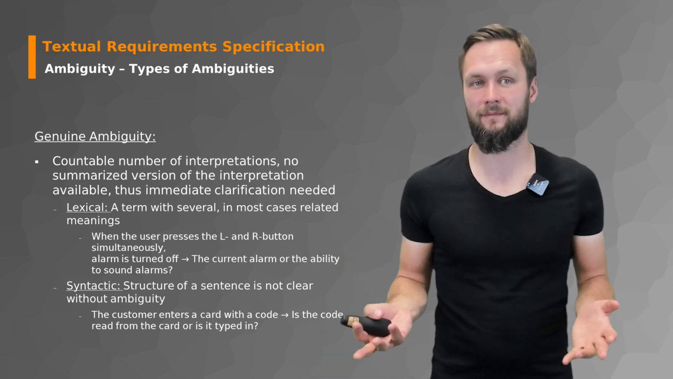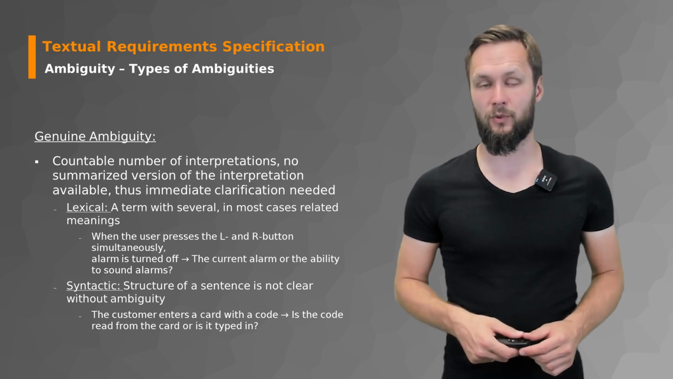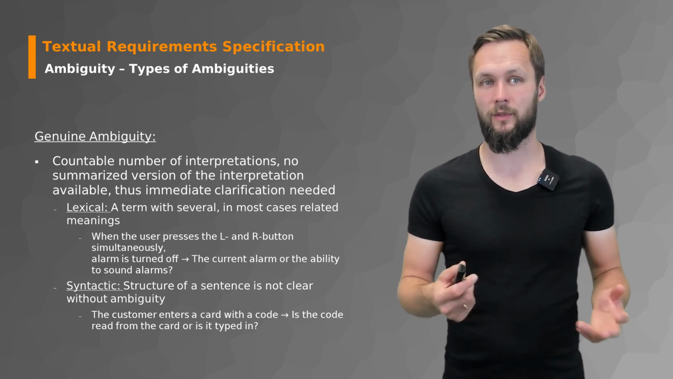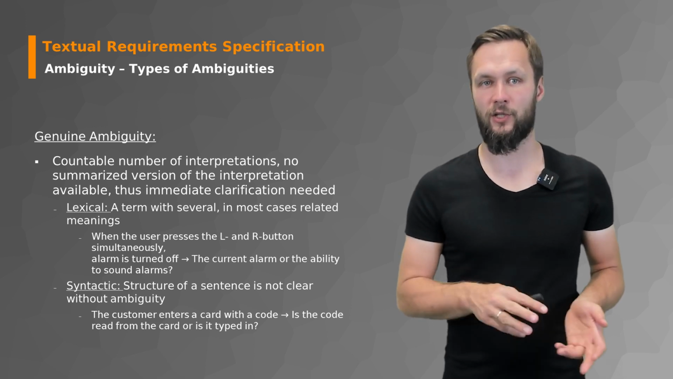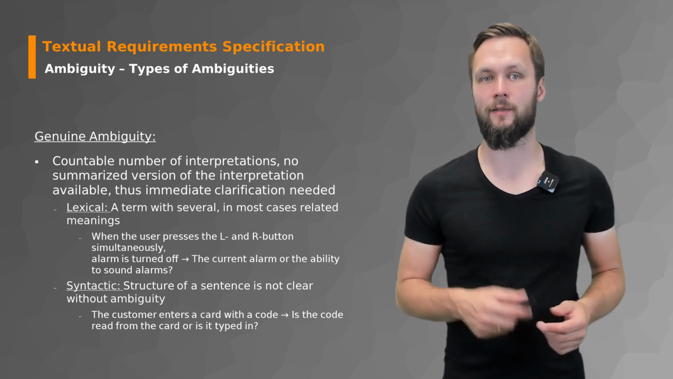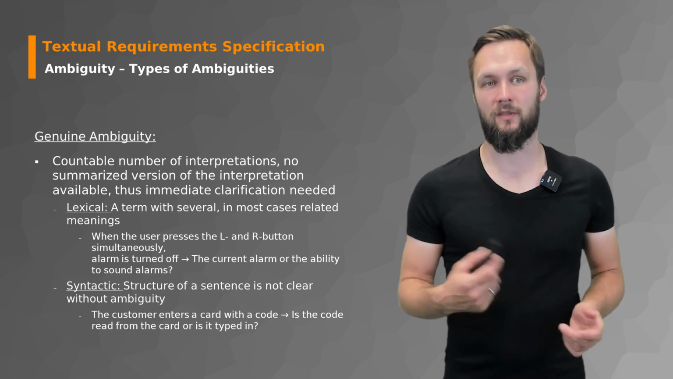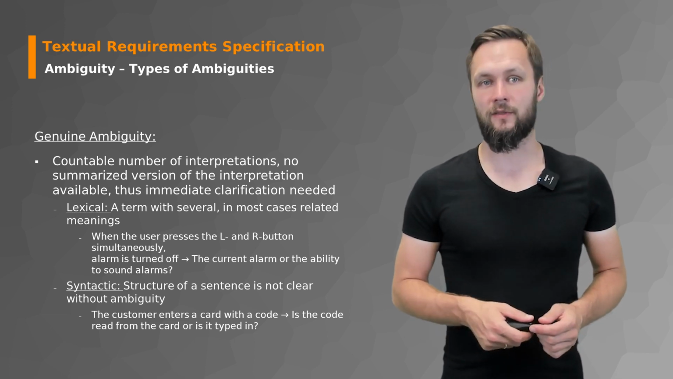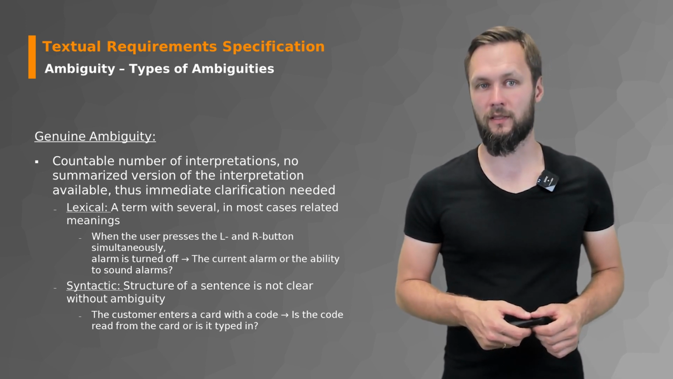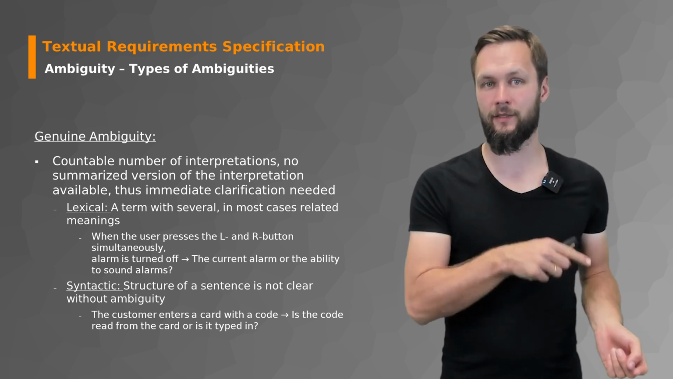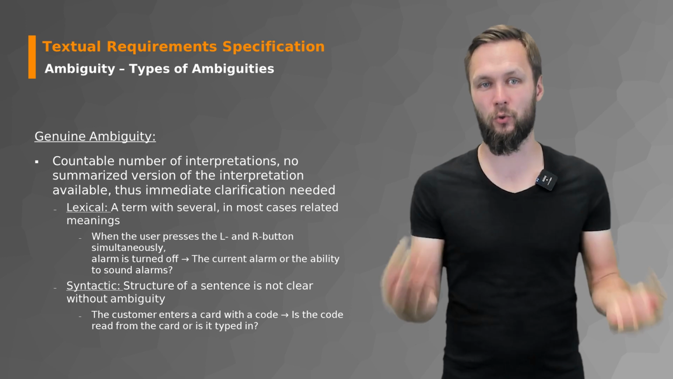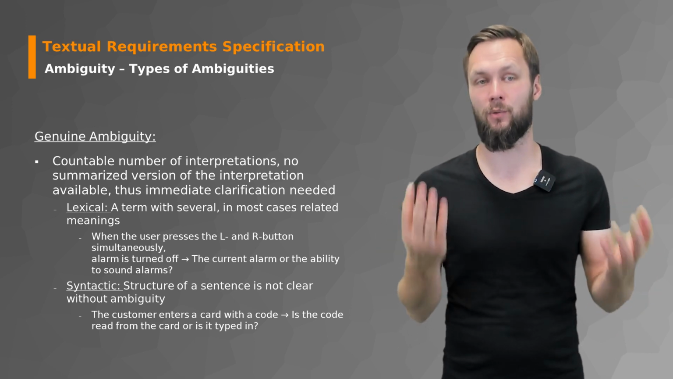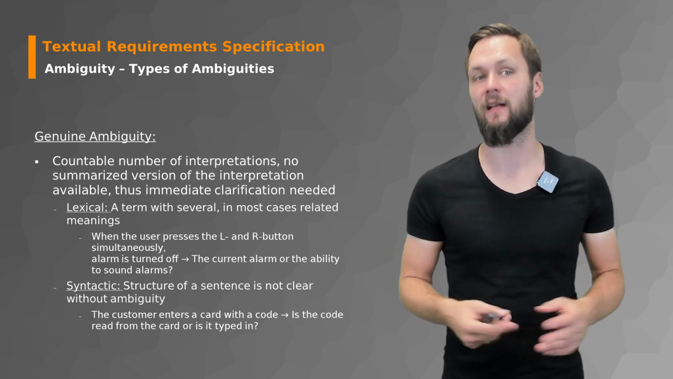What is it? And from a syntactic perspective, syntactic genuine ambiguity, where we talk about a structure of a sentence that is not clear without ambiguity. For example, the customer enters a card with a code. Is the code read from the card or is it typed in? What is it? Two potential, or at least two possible, interpretations are available here.